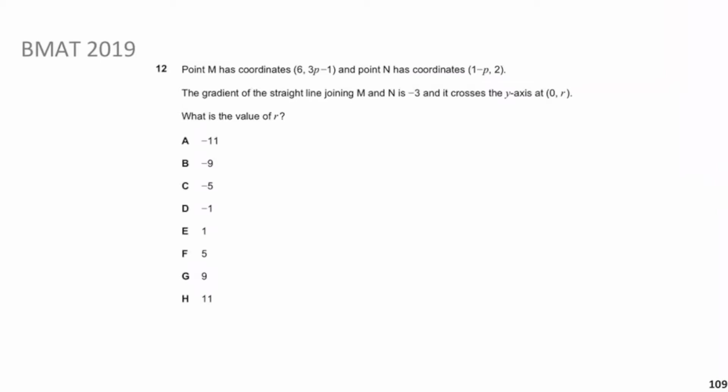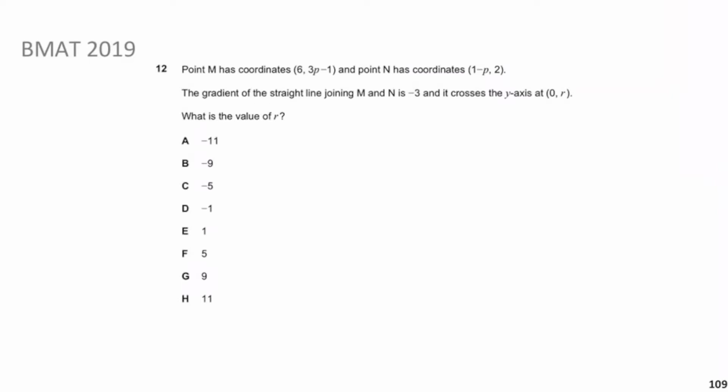The first question we're going to deal with is BMAT 2019 question 12. It says the point M has coordinates 6, 3p minus 1, and N has coordinates 1 minus p, 2. The gradient of the straight line joining M and N is minus 3, and it crosses the y-axis at 0, r. What's the value of r? So guys, pause the video, just give yourself a minute. Be sure to be back after that minute. We'll be going through the solution.